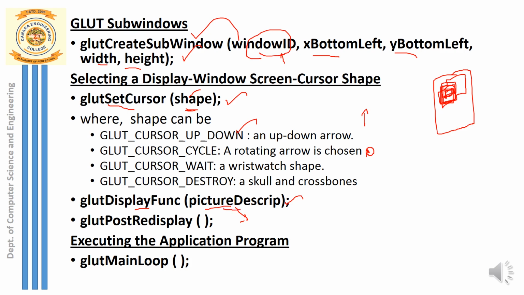And this function will be called continuously until the user interacts. That function will be called, and the graphics will remain on the display window continuously because of this function, glutDisplayFunc. So I call glutDisplayFunc the callback function, which will continuously call your picture description function, and which will be responsible for making the graphics continuously display on the display window. So that is glutDisplayFunc.